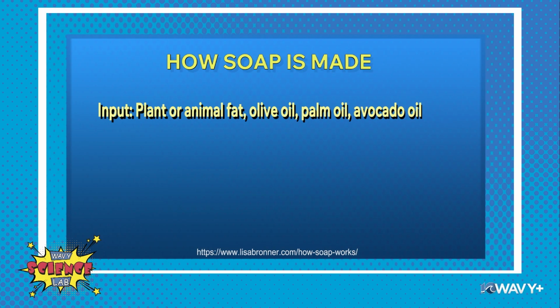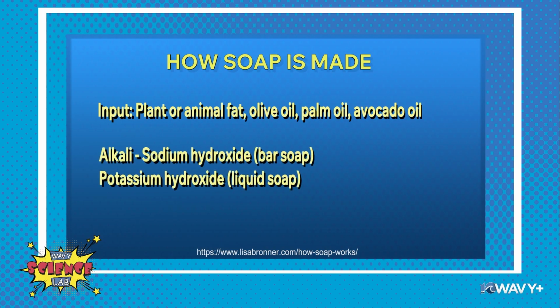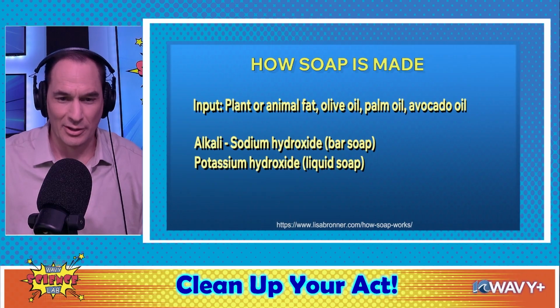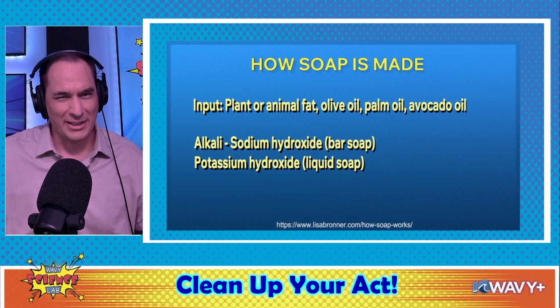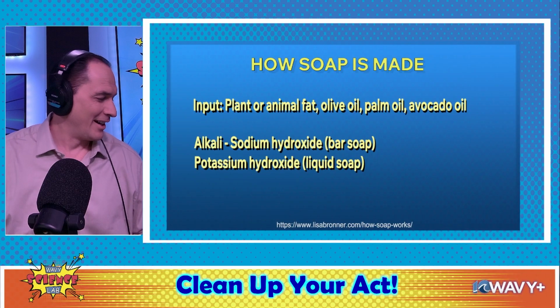So for the input, the plant or animal fat, olive oil is an input. It can be palm oil, avocado oil. There's a bunch of different things that they use, all kinds of different natural things. And so they put it in there. And then the alkali is called sodium hydroxide if you're making bar soap, and potassium hydroxide if you're making liquid soap. So a bunch of chemistry here, lots of fancy names getting swung around, kind of a little too much for you, hopefully not. But I know that's a little above the younger generation there. But that's what it is.